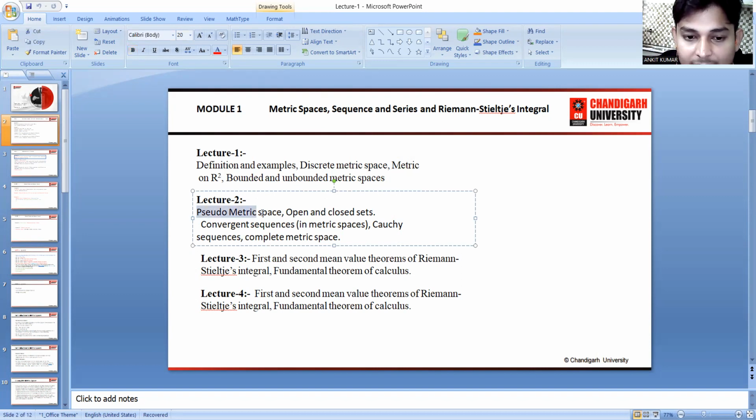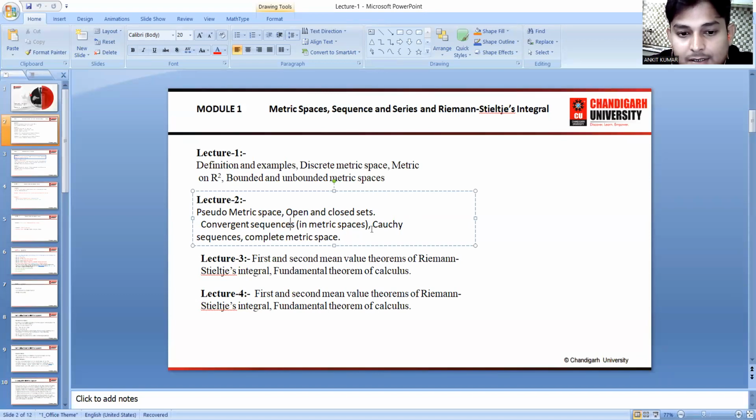What is the pseudo-metric space? What is the difference between metric spaces and pseudo-metric spaces? The difference between pseudo-metric space and the original metric space, its properties and its examples. After that, I will discuss open and closed sets: what are their main properties, what are the most important theorems, and what are the most important examples of open and closed sets.